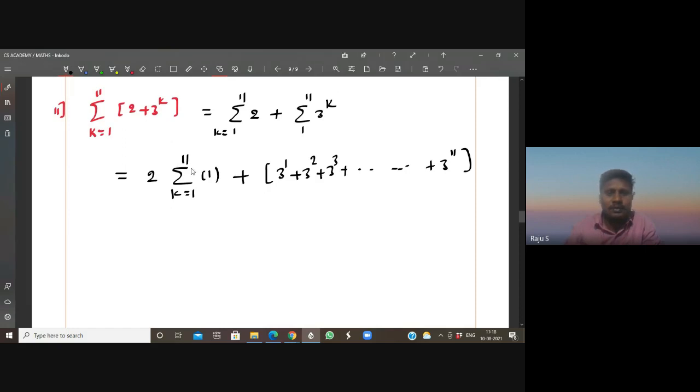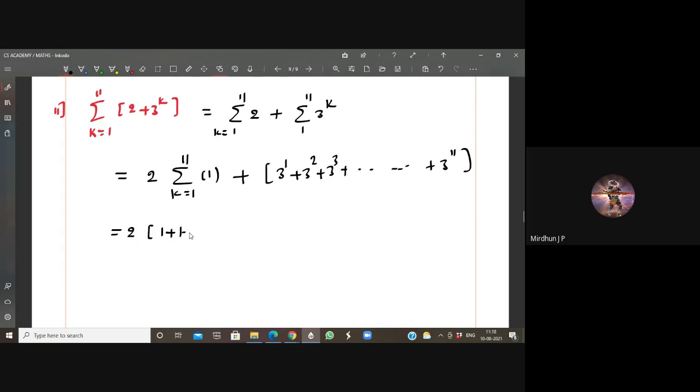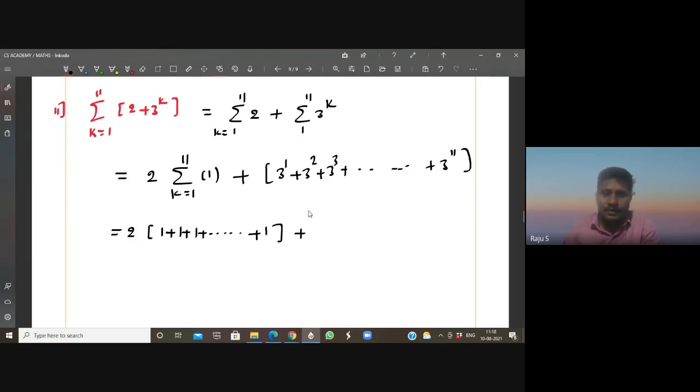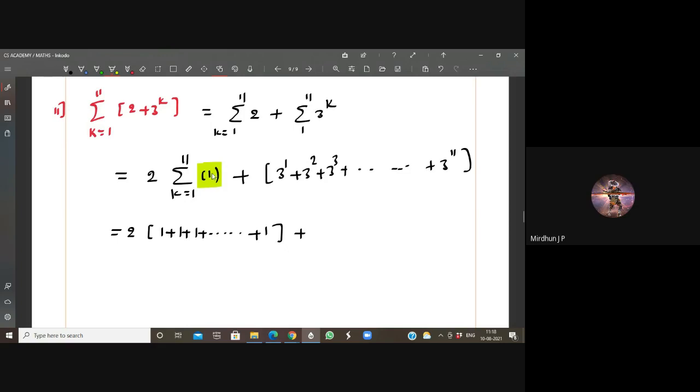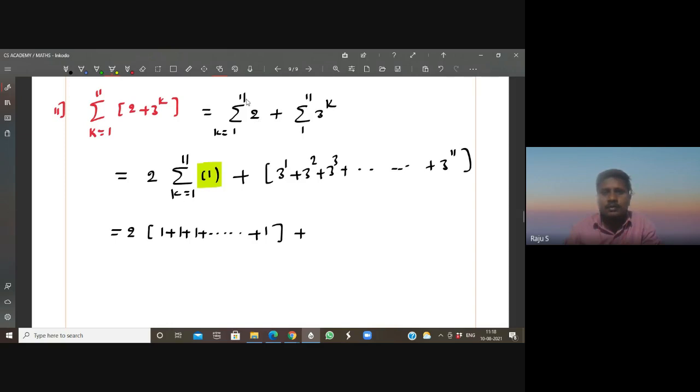Understood? Or any doubts? Sir, can we further simplify the 2 into summation? Summation means we have to expand up to 11 times. Here 1 is there, and 1 is repeated how many times? 11 times. How can I take 2 common, sir? Here 2 is a constant, we may take 2 common. Otherwise, you can repeat 2, 11 times.